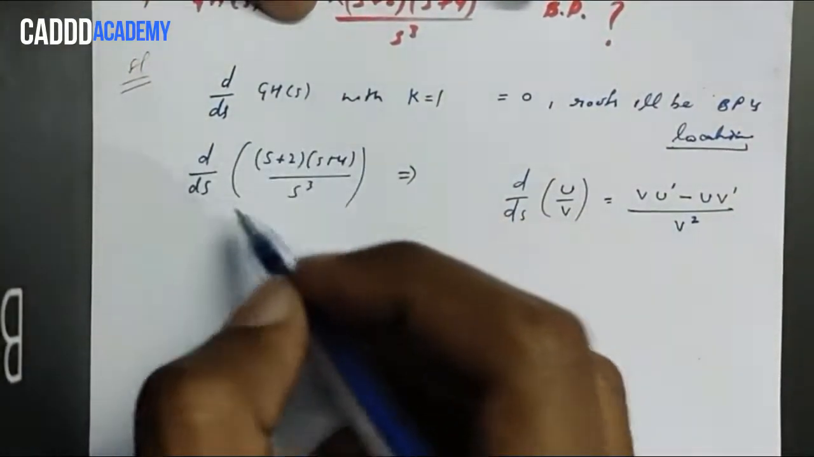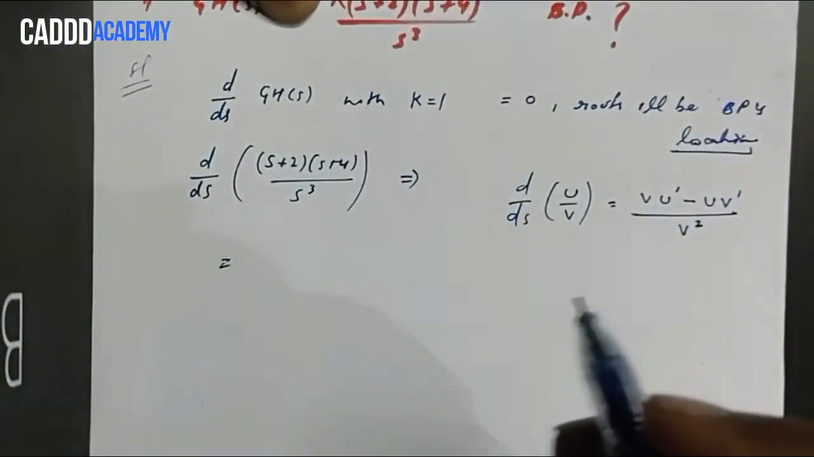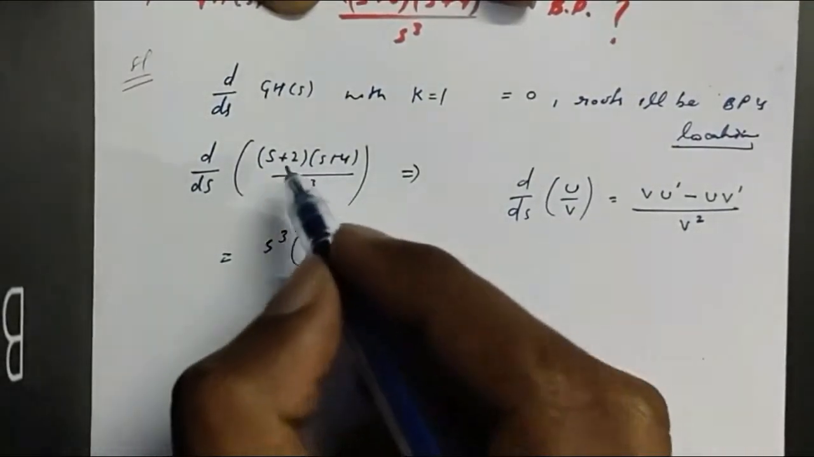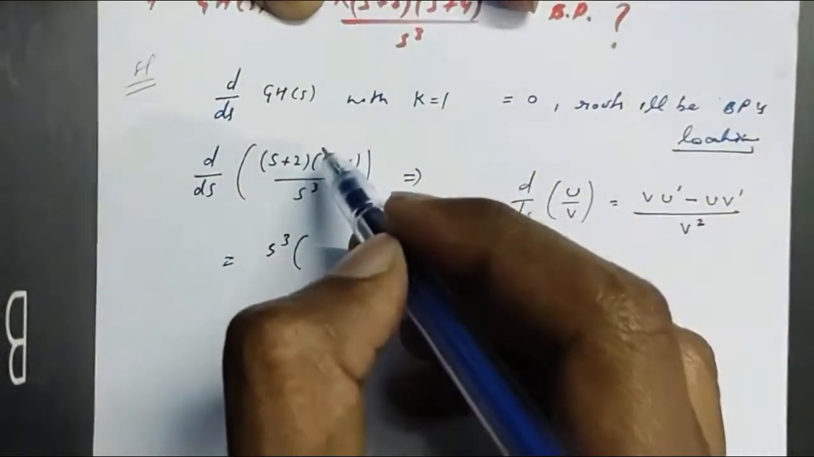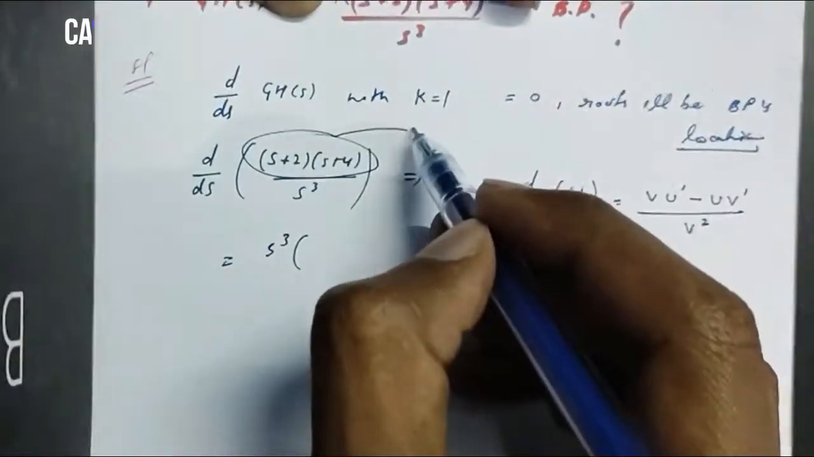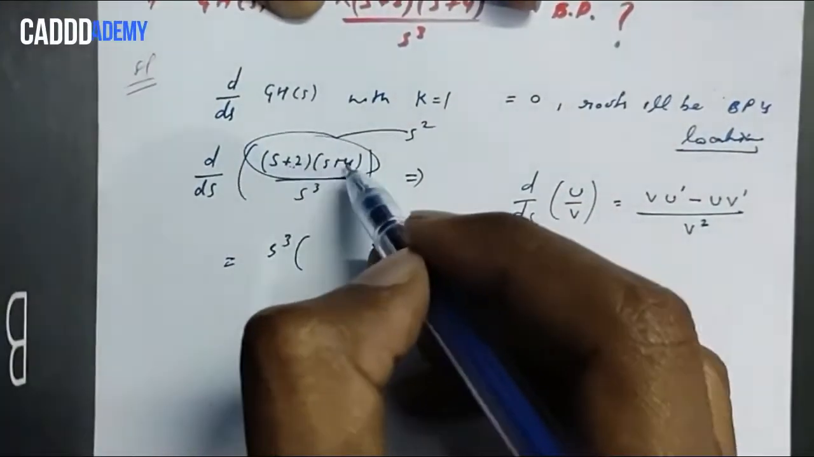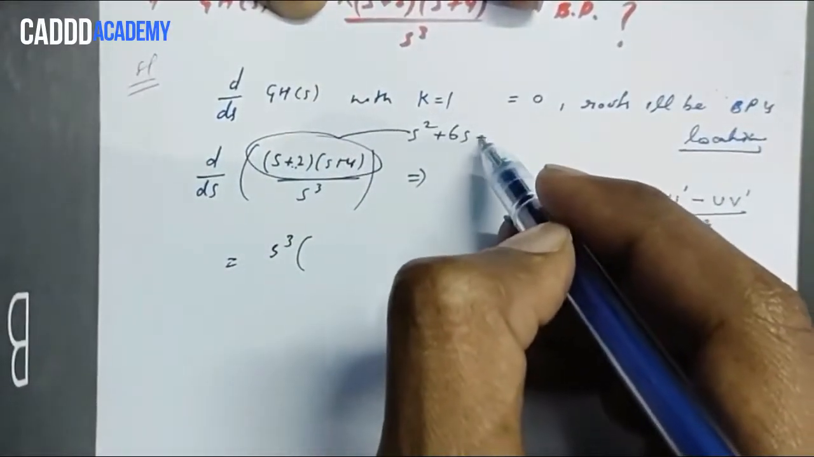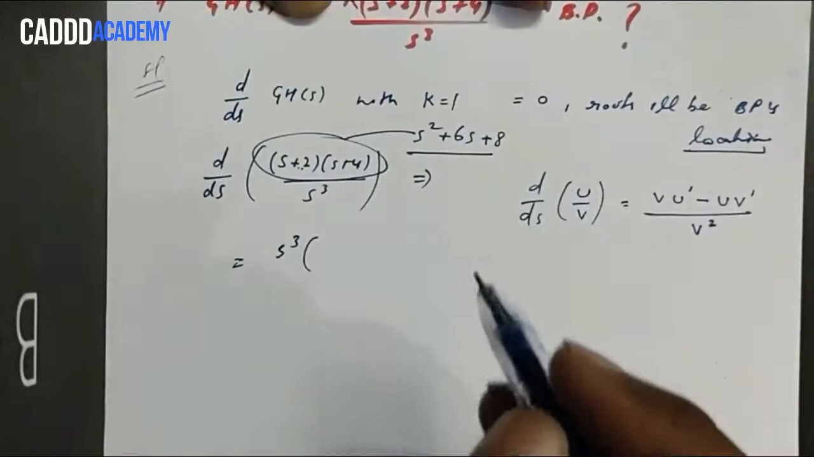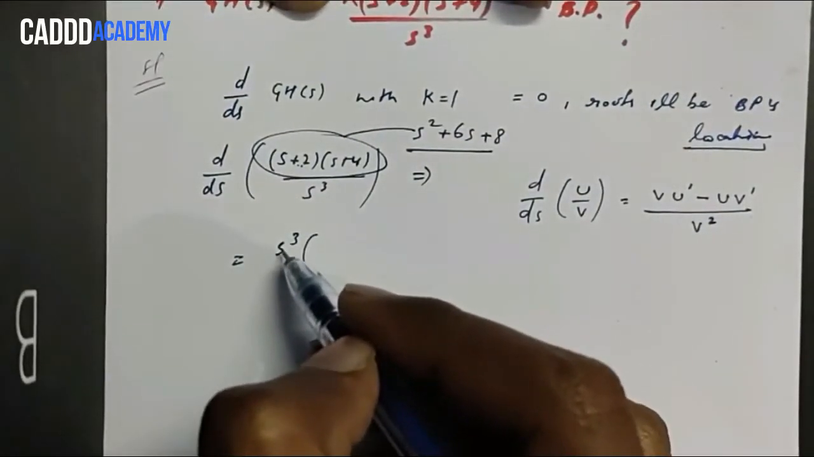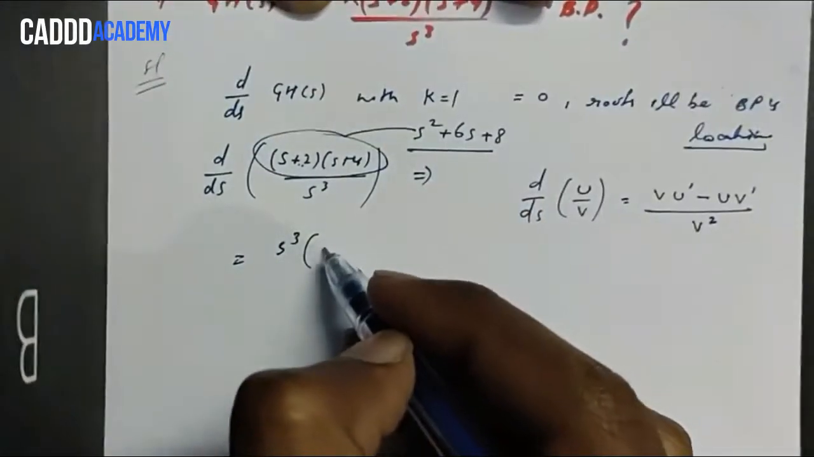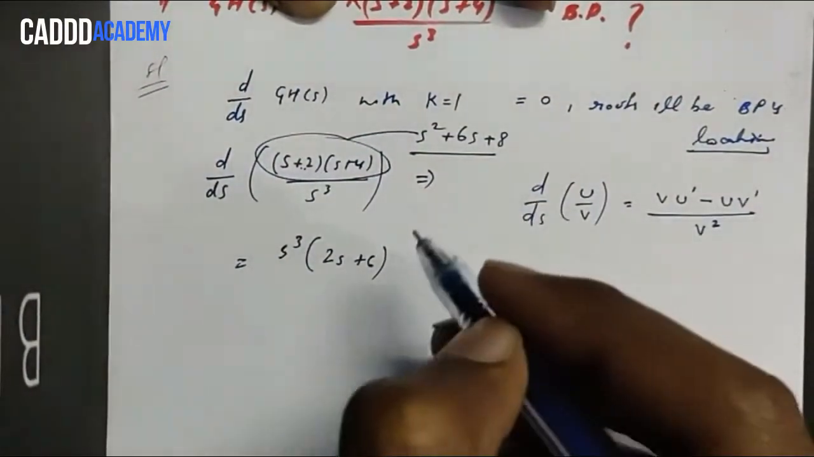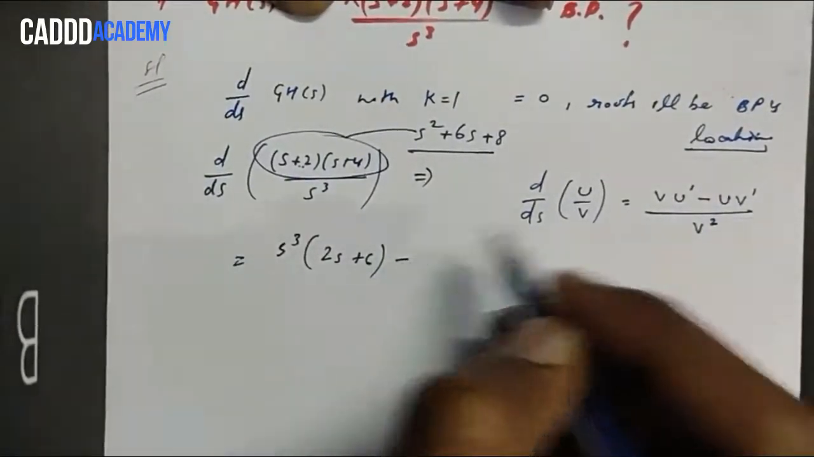Applying the same rule here, we have the second function as it is, times the differentiation of this thing, which is s square plus 4s and 2s, which is 6s, and 4 into 2, which is 8. So this is at the numerator. Then the second function as it is and the differentiation of the first function, which is 2s plus 6, and we will subtract this like this.